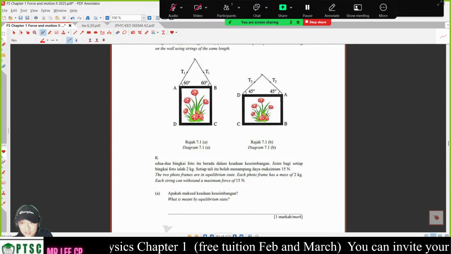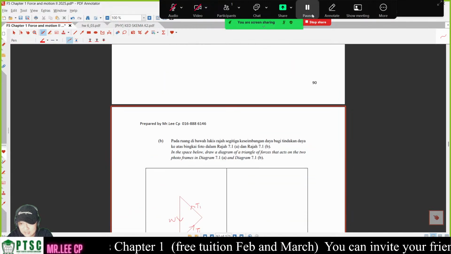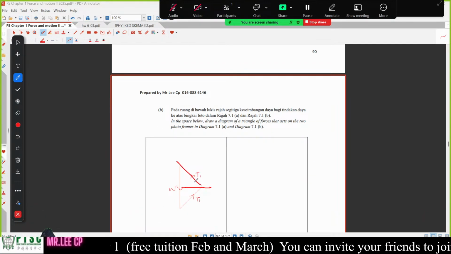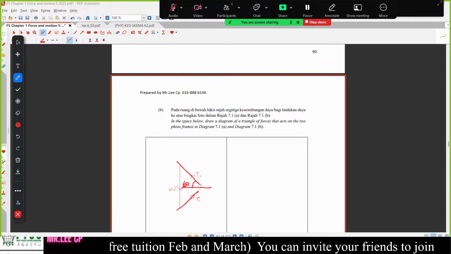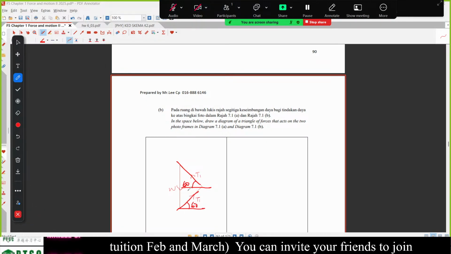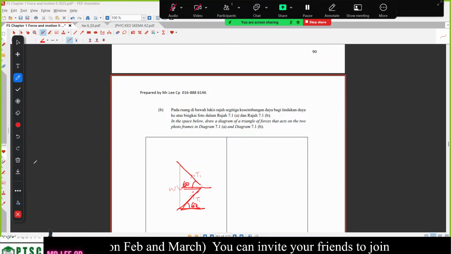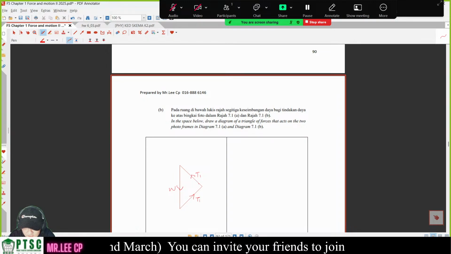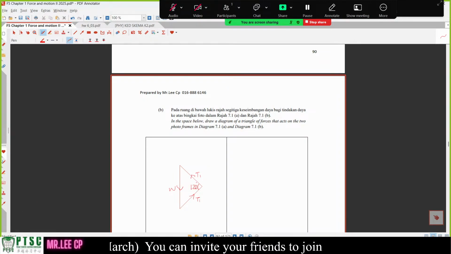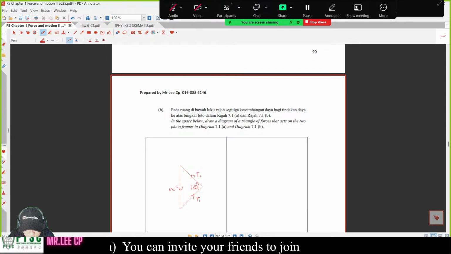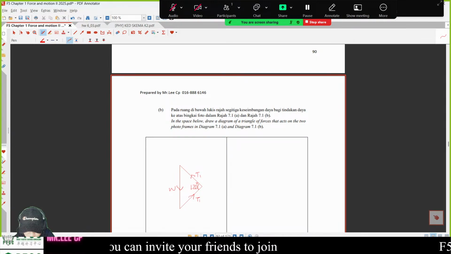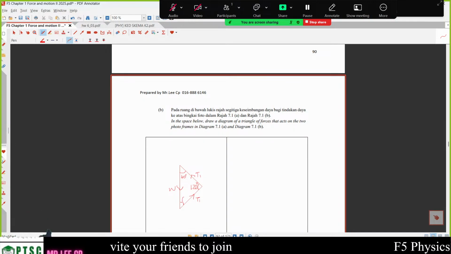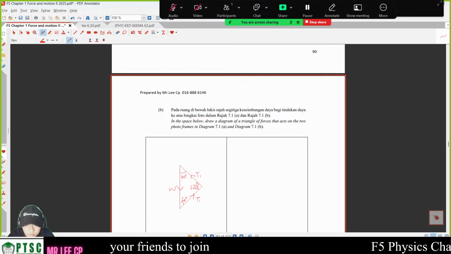Okay, T1 to the horizontal is 60. Z, Z, Z, here 60, here also 60. So altogether here will be 120. This one will be 120 degrees. So this 120, and then these two angles are the same because T and T are the same. So this one will be 60 and this one will be 60. Put it in, so they have no way to minus your marks.